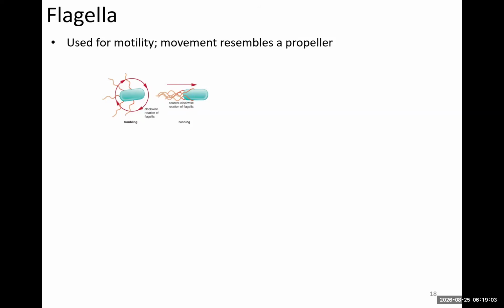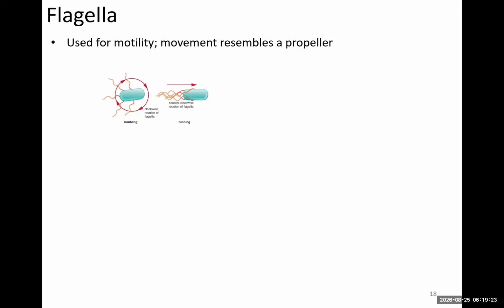So flagella is another accessory structure, meaning not all bacteria have it. Those that do have these long whip-like structures that allow them to move through their environment. Flagella are built primarily from the protein called flagellin, and they include three main parts.